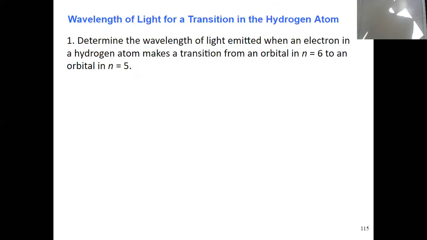Let's determine the wavelength of light emitted when an electron in a hydrogen atom makes a transition from n equals 6 to n equals 5. So it's going from 6 to 5. That means that it's relaxing. That means that it's going to be releasing energy. And we want to know what the wavelength of the light is that corresponds to this.